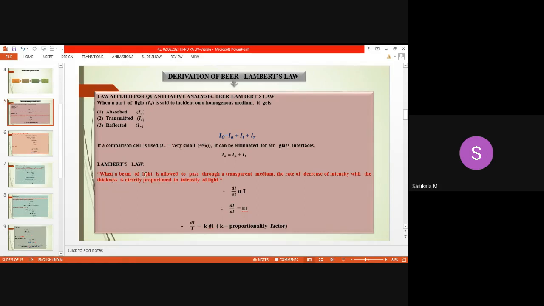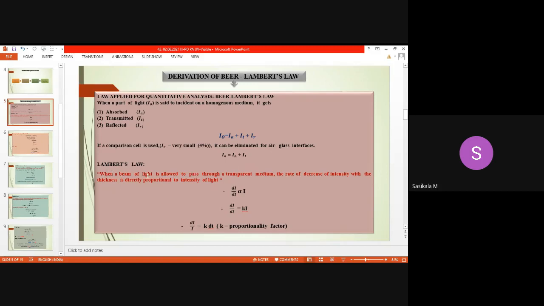When a beam of light, with intensity I0 representing the incident light, is allowed to pass through a transparent medium. A transparent medium is a homogeneous medium. It will not have any particles or semi-solids or colloids like that. It is a monophasic medium. Even a single particle you cannot find in it. A very clear medium represents a transparent medium.